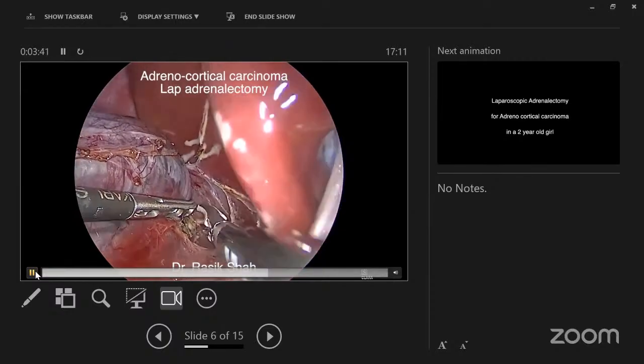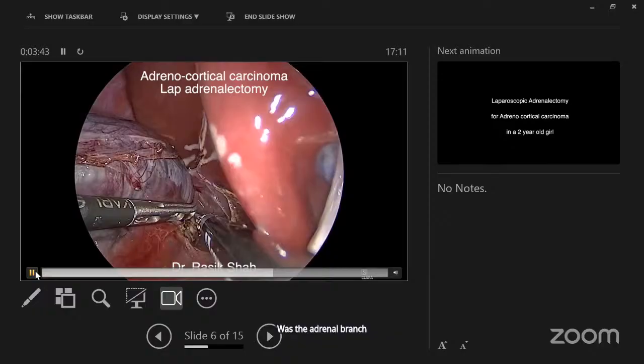So this was the adrenal branch of the inferior phrenic vessels.